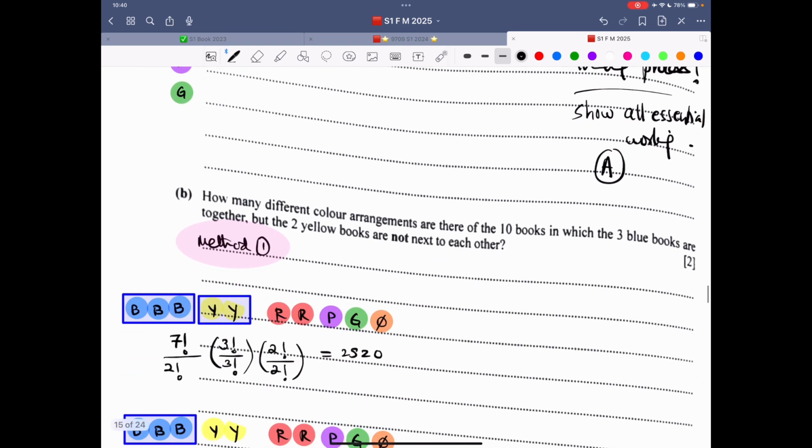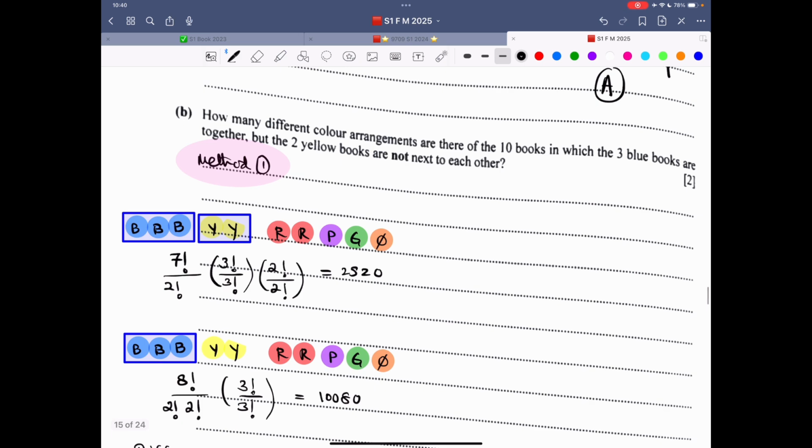The next one: how many different color arrangements? Again, it's asking for color arrangements. How many different color arrangements are there of the 10 books in which the 3 blue books are together, but the 2 yellow books are not next to each other?